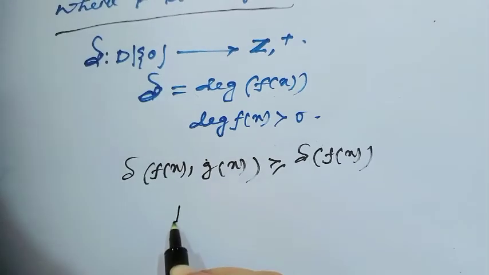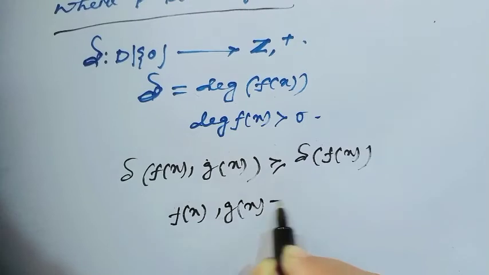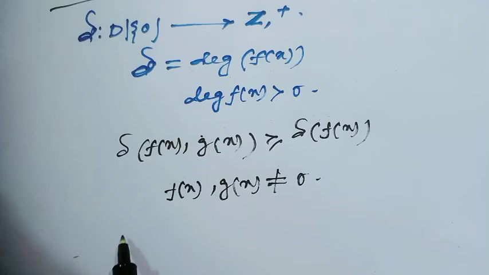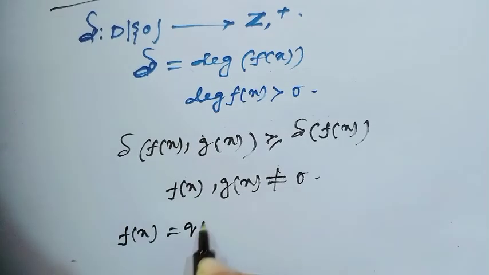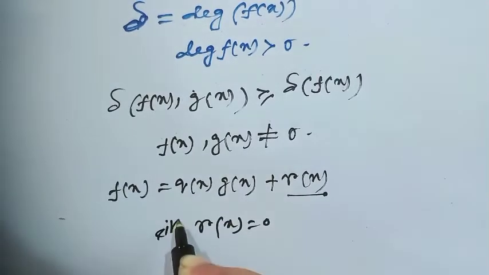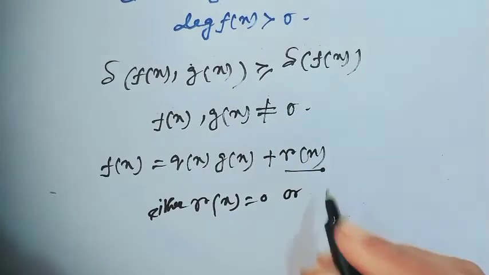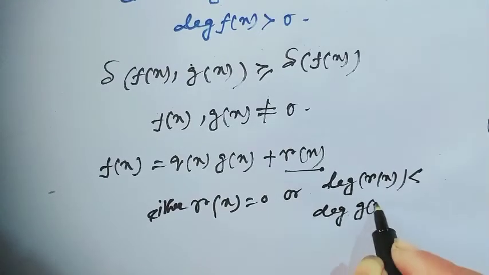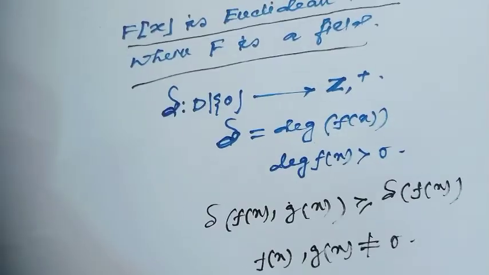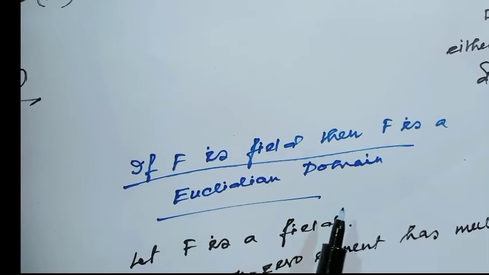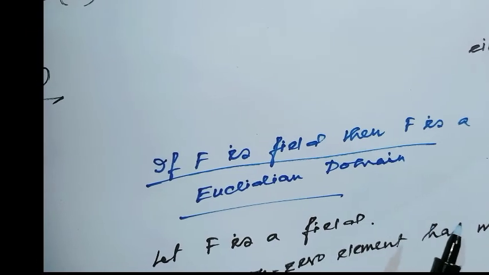Consider two non-zero polynomials f(x) and g(x). Then we can write, by the division algorithm, f(x) equals q(x) times g(x) plus r(x), where either r(x) equals 0 or degree of r(x) is less than degree of g(x). The condition of a Euclidean domain has been satisfied here. So, if F is a field, then F[x] is a Euclidean domain.